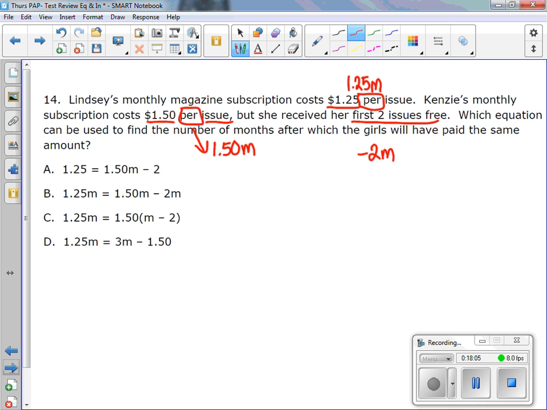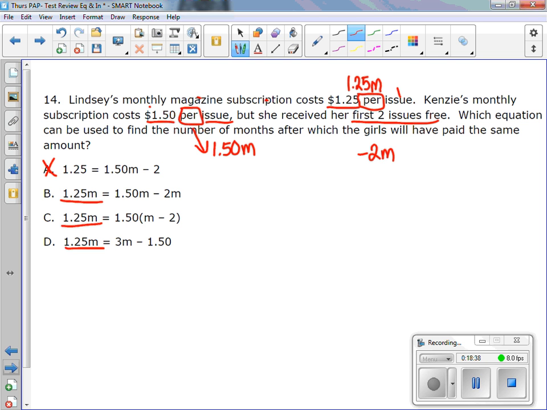Which equation could be used to find the number of months after which the girls will have paid the same amount? She's getting 1 issue per month because it's a monthly magazine subscription. So that's why they used M, because it's 1 issue per month. Lindsay does not get anything free. So she's 1.25 M. That's how much it costs her.